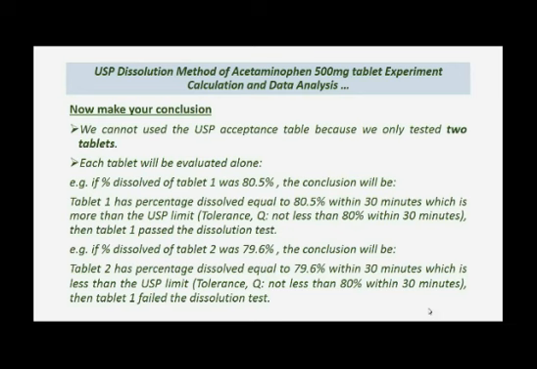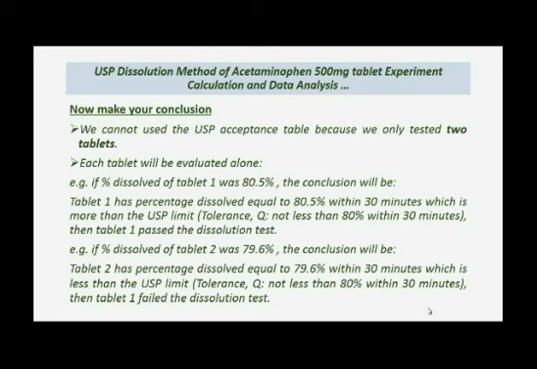For example, if the percentage dissolved of tablet 1 was 80.5%, the conclusion will be tablet 1 has percentage dissolved equal to 80.5% within 30 minutes, which is more than the USP limit, tolerance or Q, which stated that not less than 80% dissolved within 30 minutes. Then tablet 1 passed the dissolution test.